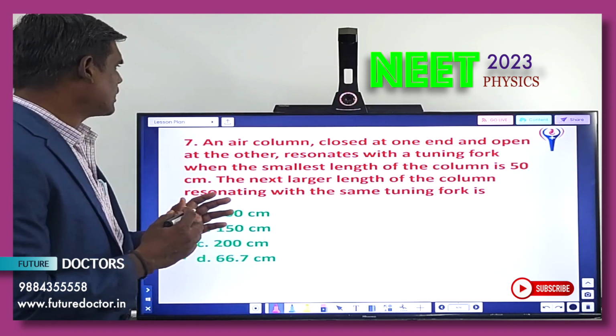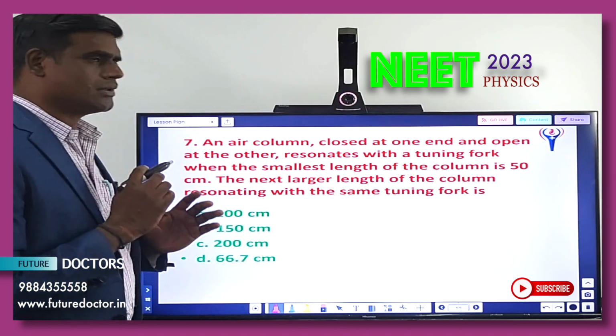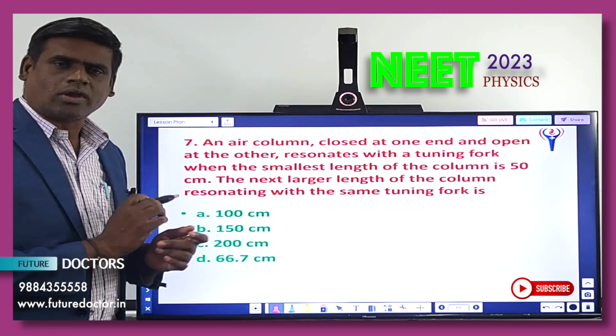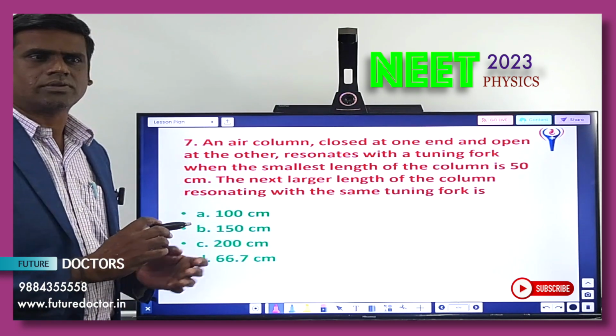Here you should know the relationship between the length and frequency for a closed organ pipe and an open organ pipe. By knowing the formula, you are able to solve this question.